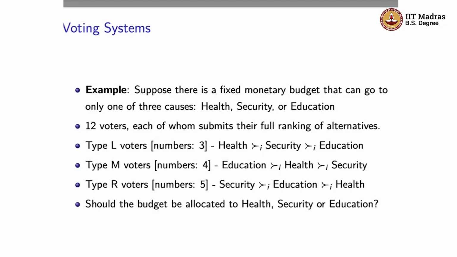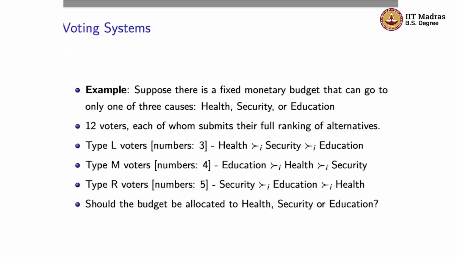You have also got type M voters, and there are four of them who think that the topmost priority should be education, the second priority should be health, and then the third priority should be security. And finally, you have also got five type R voters who think that security should have the most priority, then education, then health, right? You may think that these are voters with different political viewpoints, and they have different priorities in terms of what should be the topmost allocation.